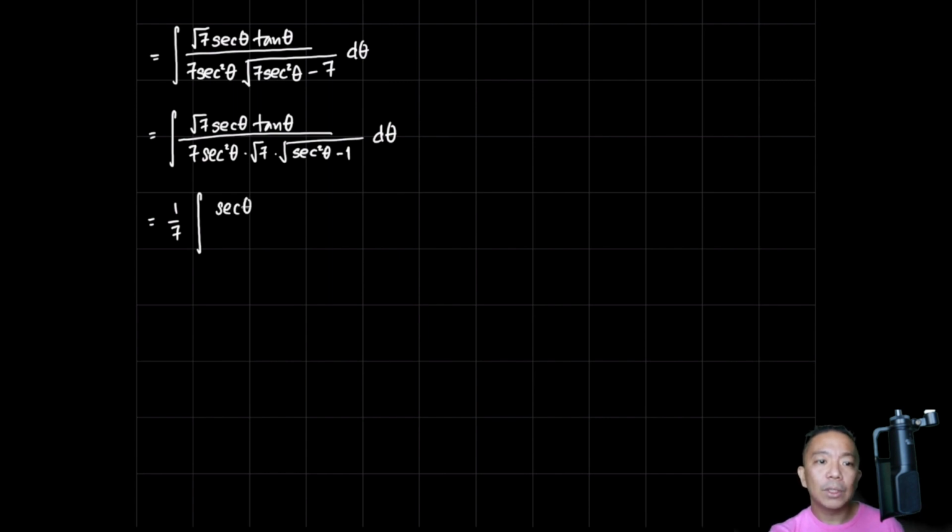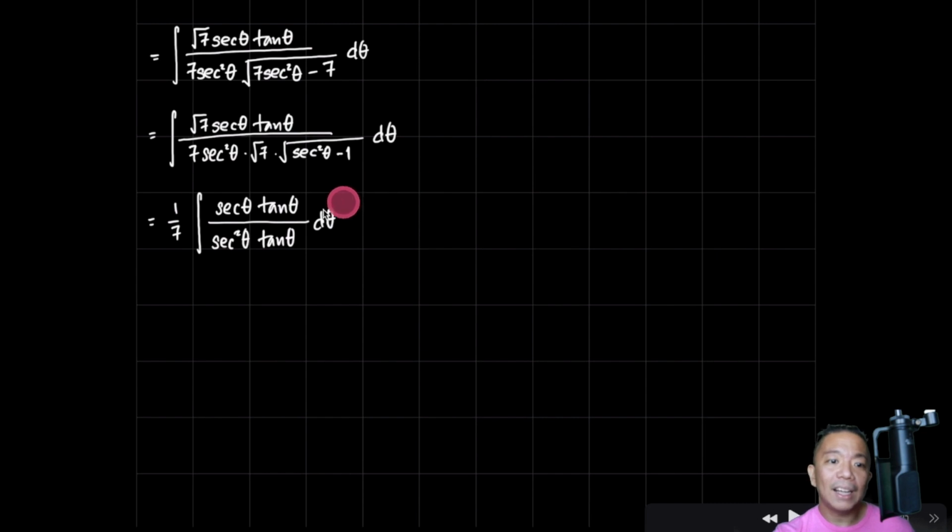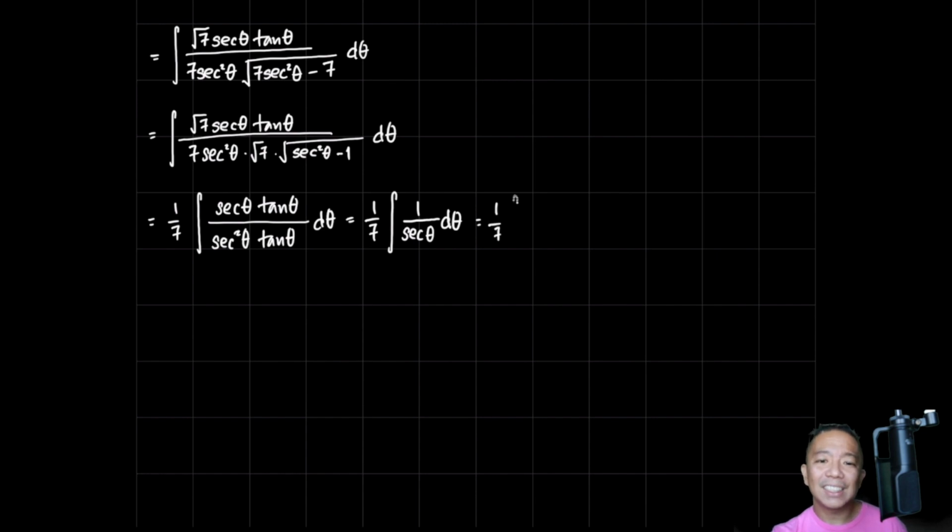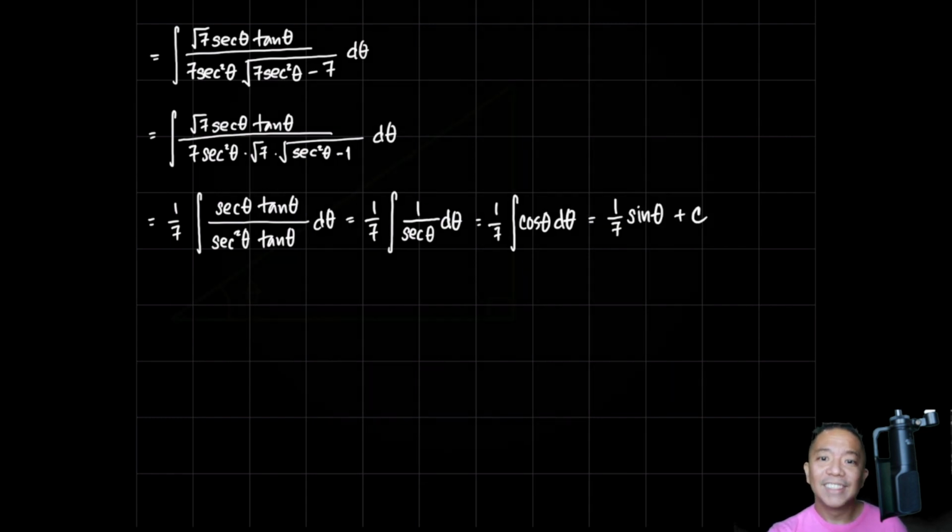So, this will be equal to secant theta, tangent theta for the numerator. For the denominator, it's secant squared theta, tangent theta, d theta. It seems all nice, no? The two tangents will cancel out, one of the secants, and the two in the denominator. What remains is 1 over 7 times the integral of 1 over secant theta. And 1 over secant theta is just cosine theta. So, the equivalent expression is 1 over 7 times the integral of cosine theta, which we know to be 1 over 7 times sine theta, of course, plus a constant of integration.